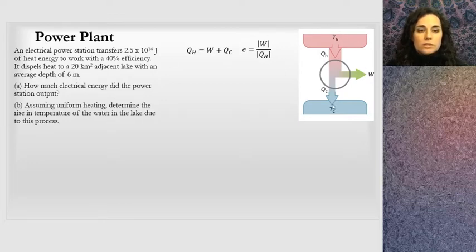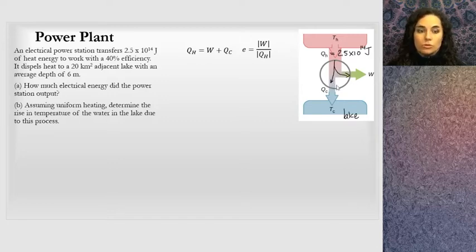Okay, so let's think about the power plant in terms of our heat engine here. Obviously, there's going to be a lake here, and the lake is capturing the cold heat that comes from the power plant. Fishermen like to use power plant lakes because they're a little bit warmer because of the heat. There's some heat coming in, and that's what I see this 2.5 times 10 to the 14th number is. It says of heat energy to work. So up here QH is 2.5 times 10 to the 14th joules. What it's saying is 40% of this goes to work, which means the other 60% goes to the cold energy.